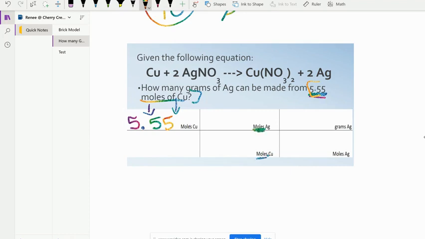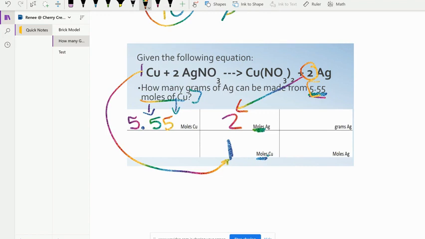Notice I have a mole to mole ratio. In my balanced equation, I have 1 mole of copper and I have 2 moles of silver. So I'm just going to fill those in from my balanced equation. And then, this time instead of stopping at moles, I want to know how many grams of silver. So this is combining the stoichiometry step with one more step. Instead of going to moles, I'm going to go to grams.